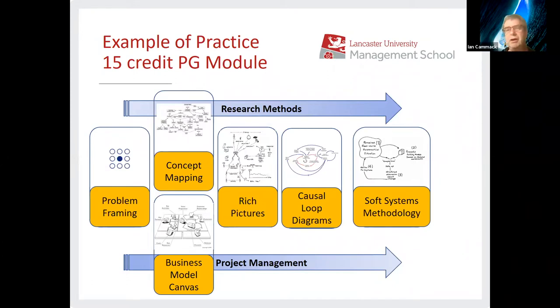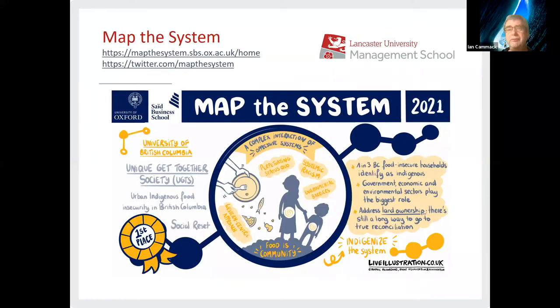There is an opportunity to present some ideas about what students might do or what the solutions might be, but it doesn't seek to build into the structure soft systems as a way of modeling and structuring potential intervention. Having said that, I do find that Map the System is a great way for the students to see the variety of challenges that can be addressed using systems thinking and problem structuring techniques, and it's great work by Oxford University in doing this.